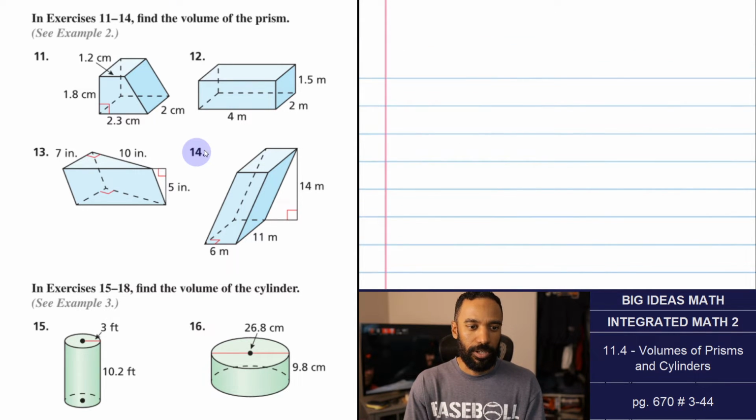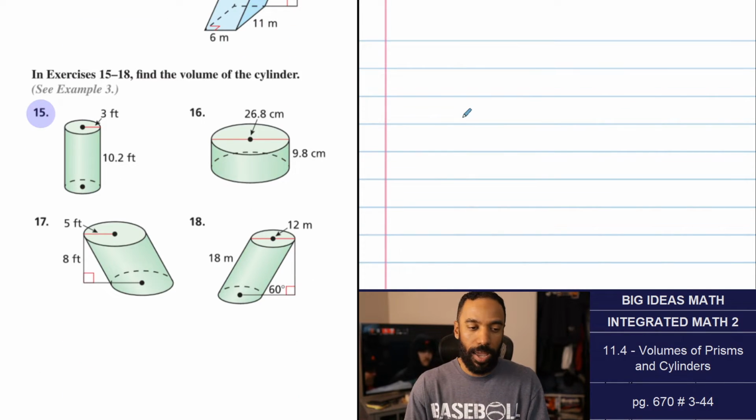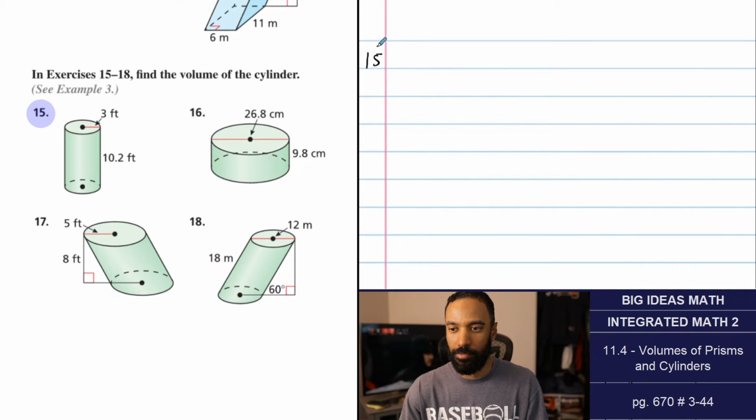Polyhedrons. Numbers 15 through 18. Find the volume of the cylinder. They are all cylinders. Volume of a cylinder is also area of base times height. The difference is area of base in this case is always pi r squared.